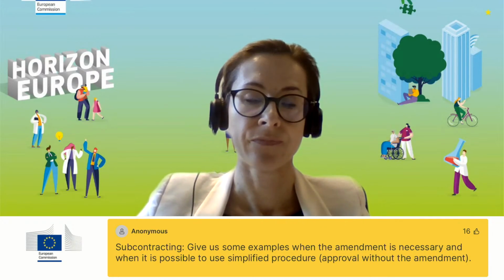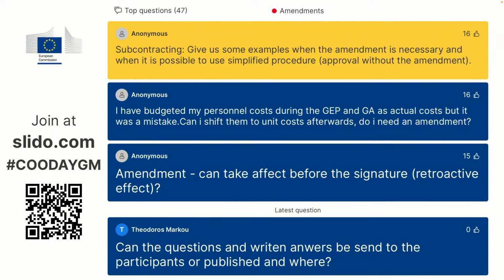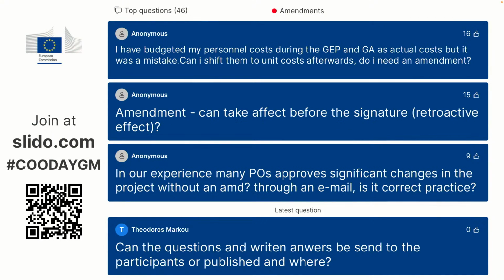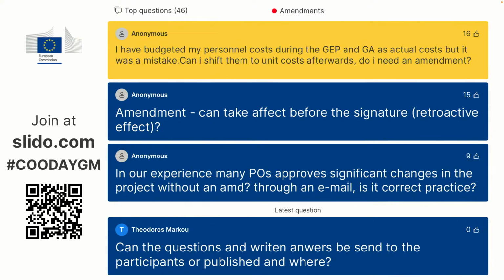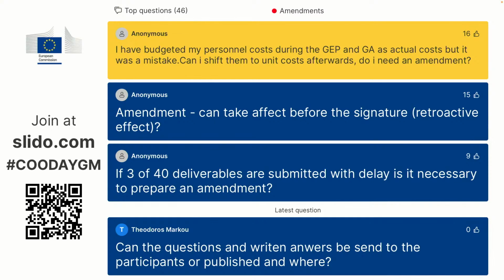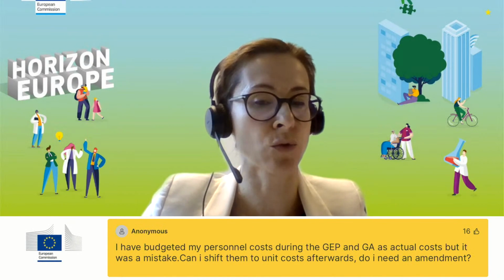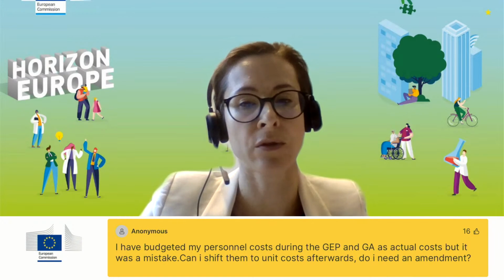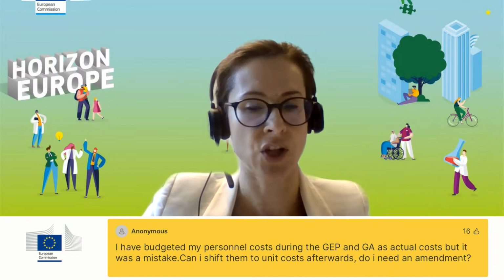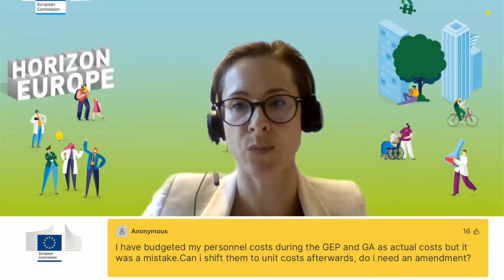Okay, next one. I have budgeted my personnel costs during the grant agreement preparation as actual costs, but it was a mistake. Can I shift them to unit costs afterwards? Do I need an amendment for this? Okay, so you will still be in the personnel cost category. I understand, just shifting from actual costs to maybe unit costs, like the SME owner unit cost or a unit cost based on the usual accounting practices of the beneficiary. This is usually covered by the budget flexibility, unless you have a change of action task, but usually this is under budget flexibility.